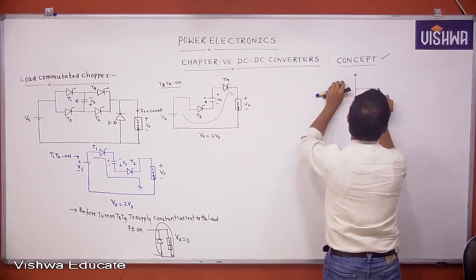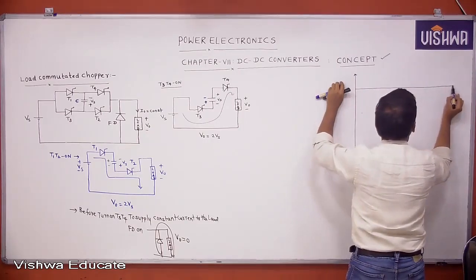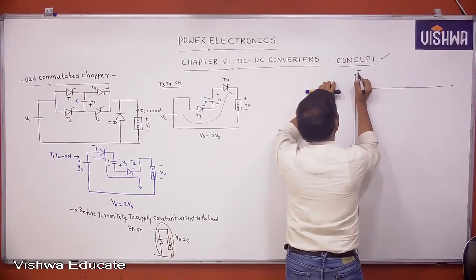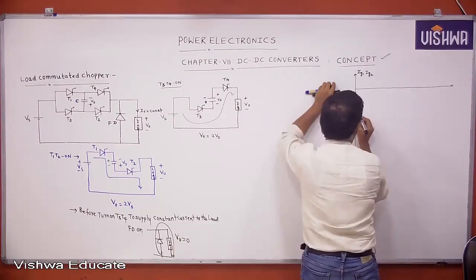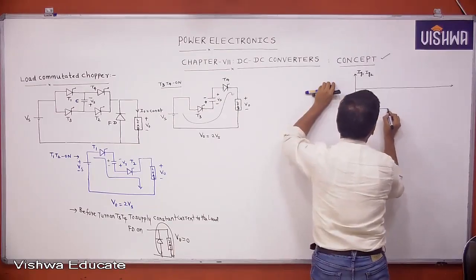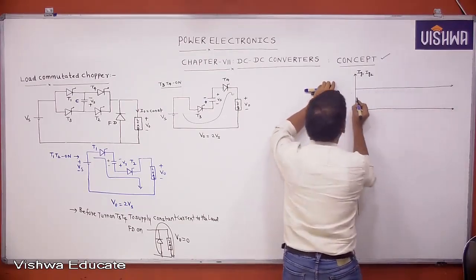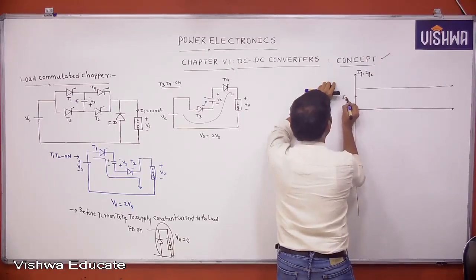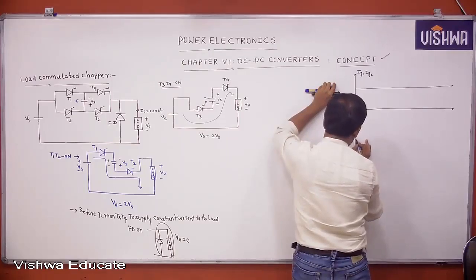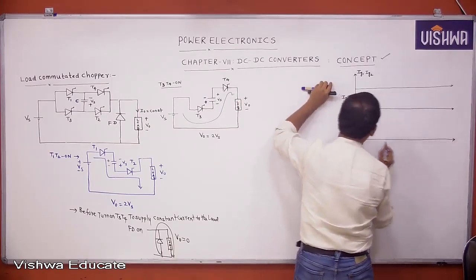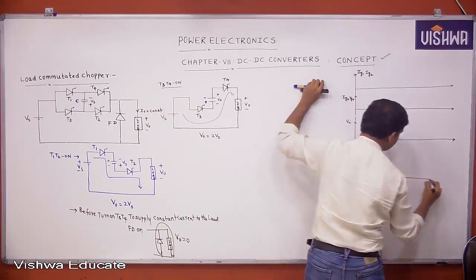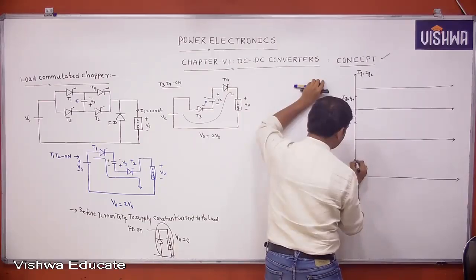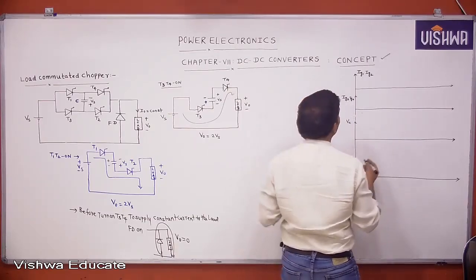This is the triggering pulses for T1, T2, and this is IZ1, IZ2. And this is the triggering pulses for T3, T4, and this is IZ3, IZ4. This is the voltage across the capacitor, the VC waveform, and this is the V0 waveform. Okay.